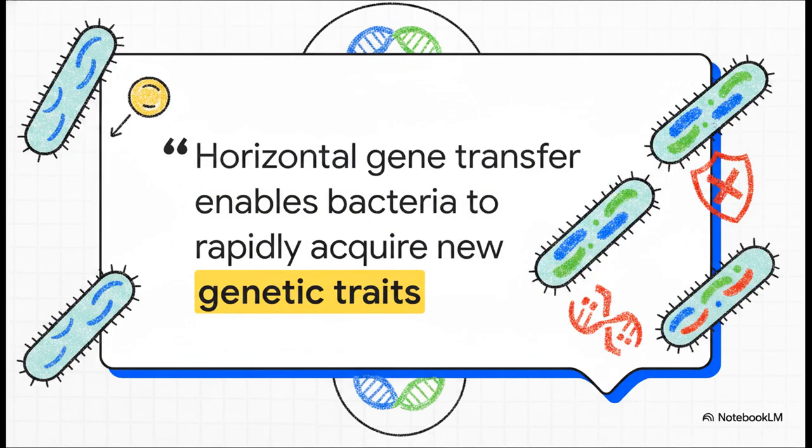As we wrap up this explainer, I really want to emphasize this core takeaway straight from our source material. Horizontal gene transfer enables bacteria to rapidly acquire new genetic traits, making it a major driver of evolution and antibiotic resistance. It is so crucial to grasp this dual nature. HGT is the incredible engine of bacterial evolution that sustains life's adaptability, but yeah, it's simultaneously one of the greatest medical threats we face today.